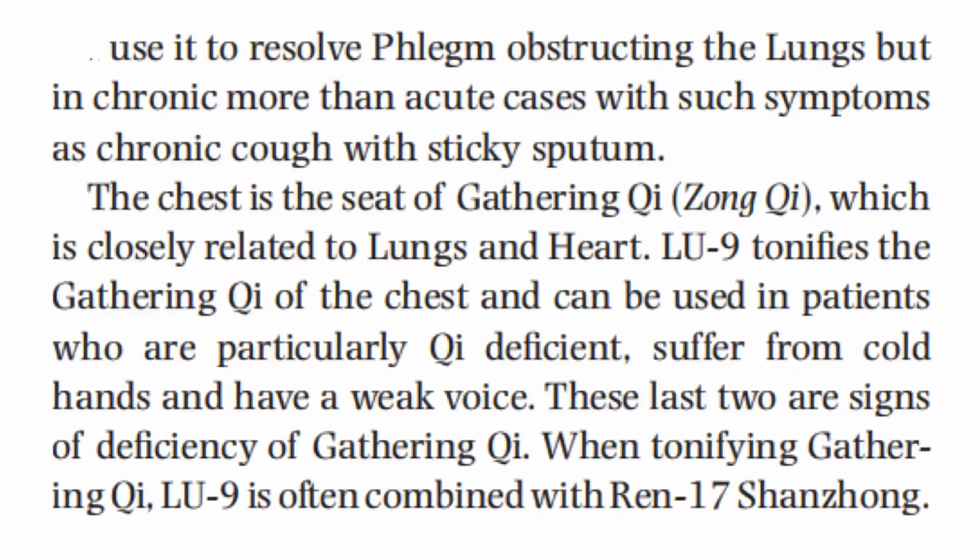Use Lung 9 to resolve phlegm obstructing the lungs, but in chronic more than acute cases, with chronic cough with sticky sputum. The chest is the seat of the gathering qi or zong qi, which is closely related to lungs and heart. Lung 9 tonifies gathering qi of the chest and can be used in patients who are particularly qi deficient, suffer from cold hands, and have a weak voice. These last two are signs of gathering qi deficiency. When tonifying gathering qi, Lung 9 is combined with Ren 17.